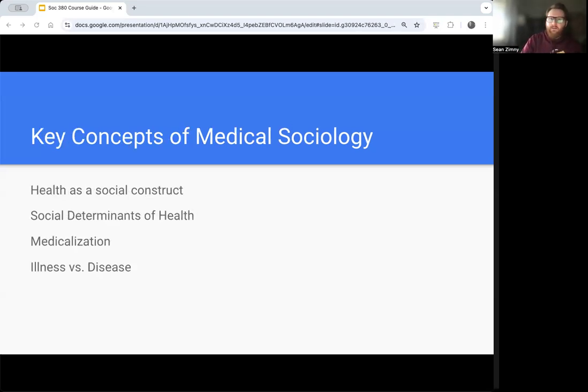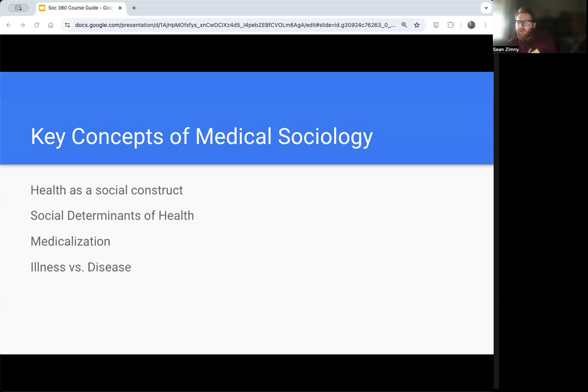Some key concepts of medical sociology. So, health as a social construct. What do we mean by a social construct? One of the things that often gets confused is that people assume that we mean that it's not real. That's not what we mean by a social construct. It can be a very real lived experience, but it is socially constructed. So when you think of health as a social construct, think about how different societies define health and illness. How does United States society define health and illness versus, say, Japanese society?